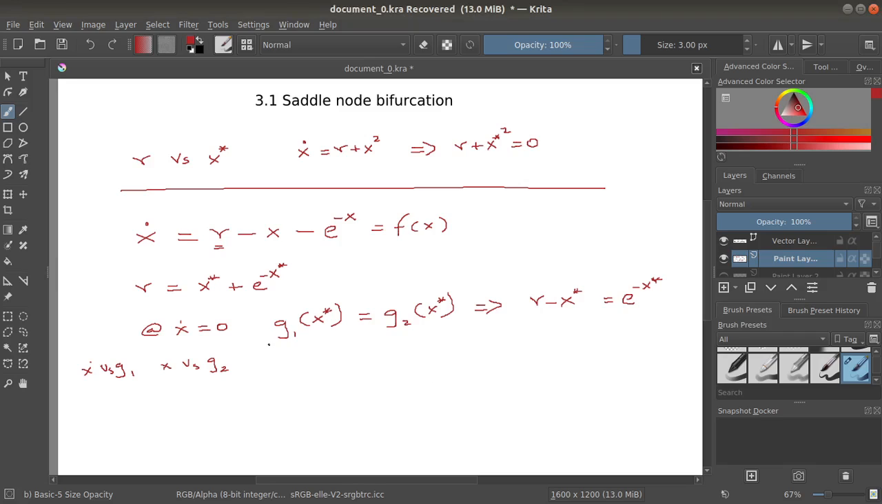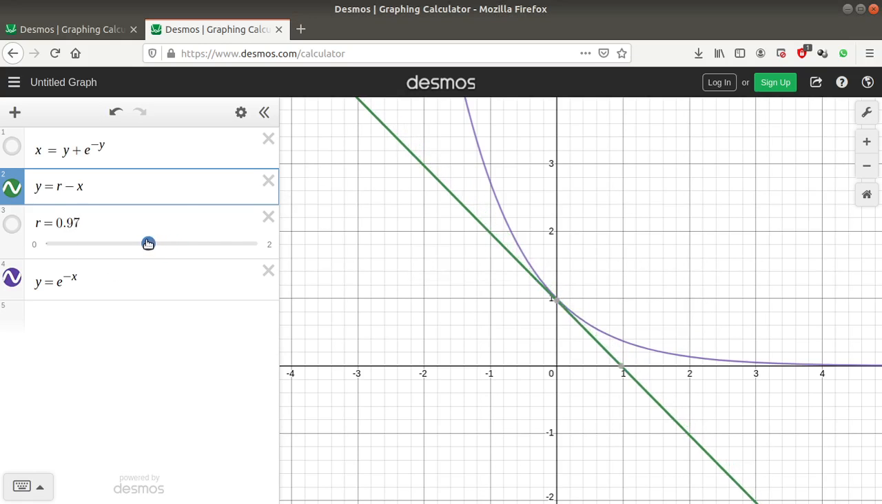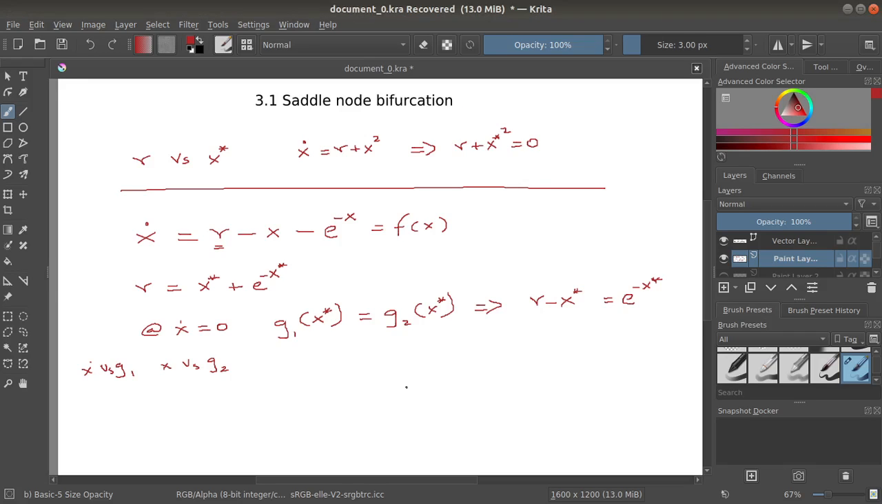We identified that the bifurcation occurs at this point, but how can I say it just from the equations? If you observe this picture once again, when r is equal to 1, it is intersecting at a single point, and at that point this curve and this curve have a common tangent. That's one more condition to calculate the bifurcation point analytically: the tangents of the two curves have to be the same.